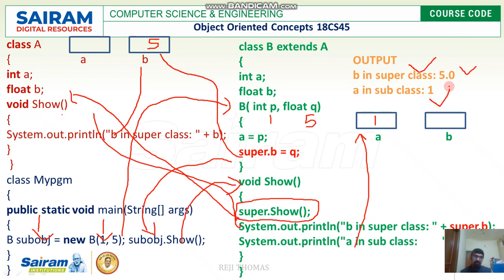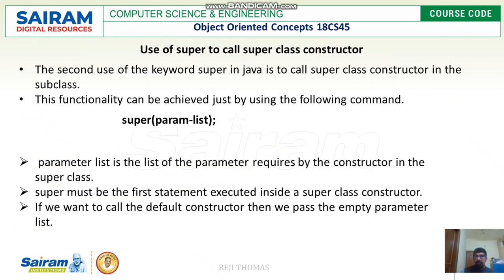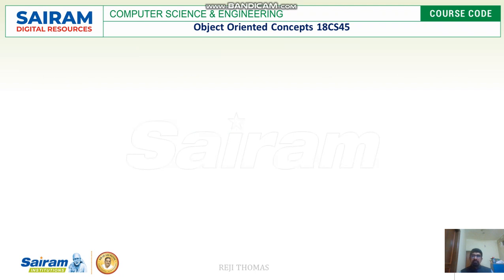So this is the way by which we can access the member of a superclass. Now let us see how we can access a superclass constructor. So this is the syntax. You have to give super, and you have to give the parameter list for this. The parameter list should match with the constructor in the superclass. Let us see how this works.